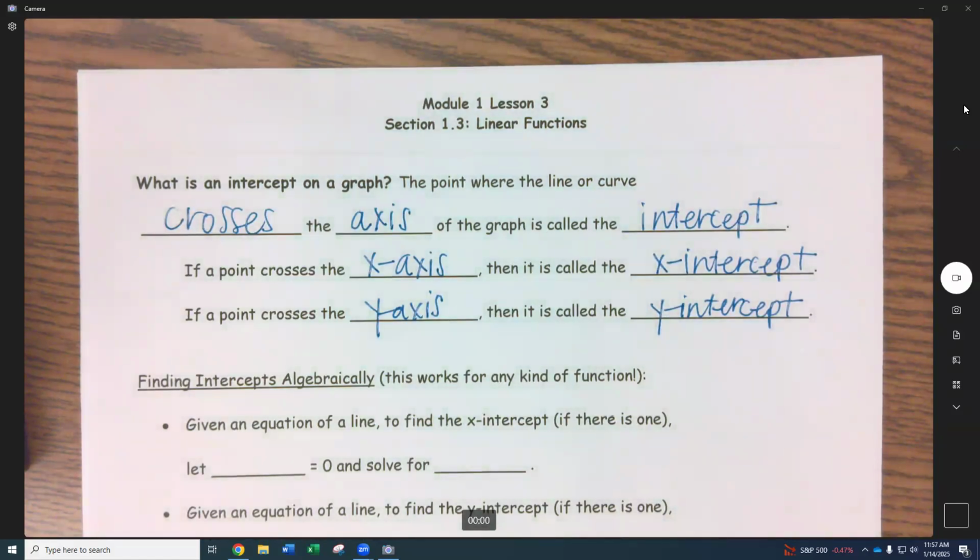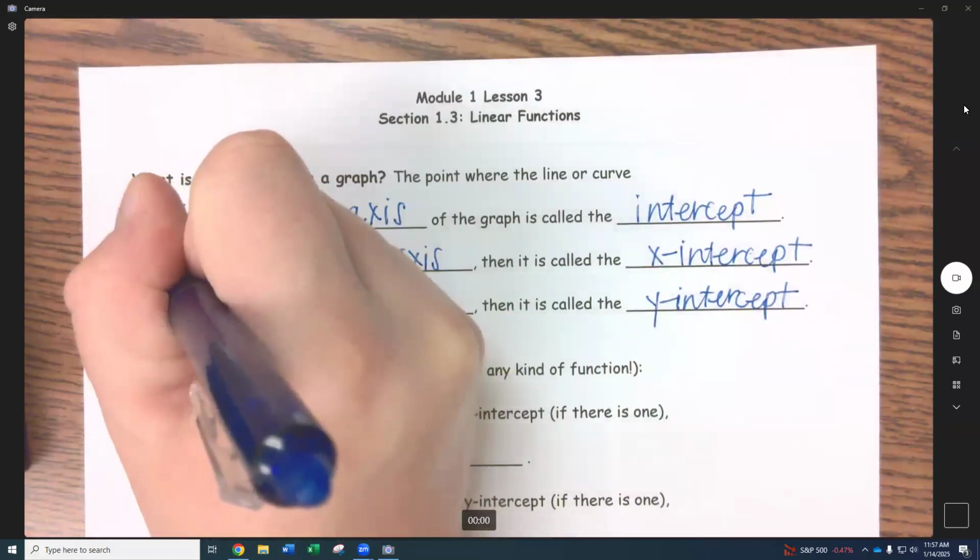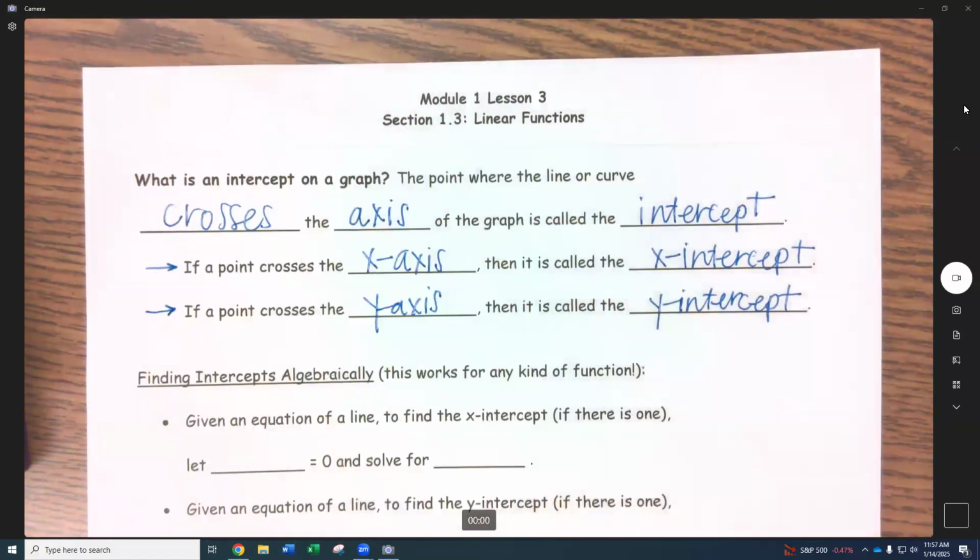And that is the point where the line or curve crosses the axis of a graph is called the intercept. Okay, so two things here. Now, if it wants to know just intercepts, it's just where it crosses the x and y. But if it wants specifically, what is the x-intercept, what is the y-intercept, and sometimes we want just one or the other, here's how we tell the difference between them. So if a point crosses the x-axis, then it is called the x-intercept, and if it crosses the y-axis, then it is called the y-intercept.